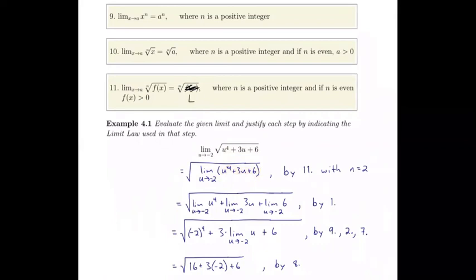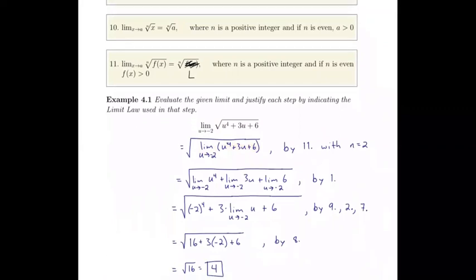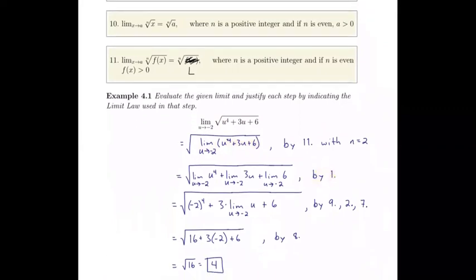Now the next thing we can do is this. This is the limit of a sum of terms. So now I can use limit law number 1, and take the limit of each of these three terms and add them up. So I can do all these individually. So that's nice to know and be able to use.